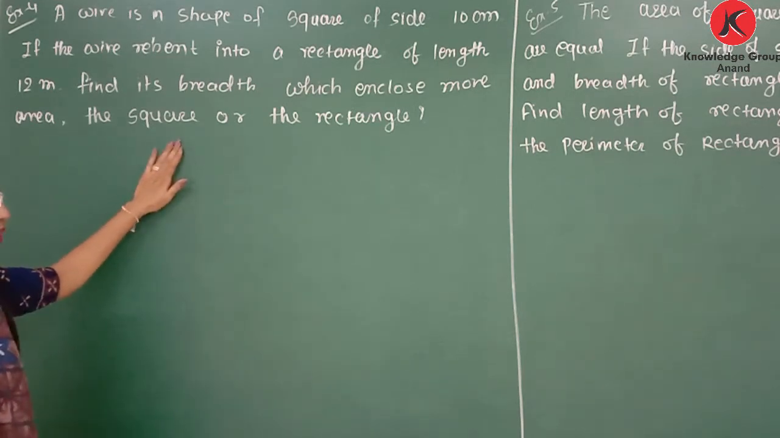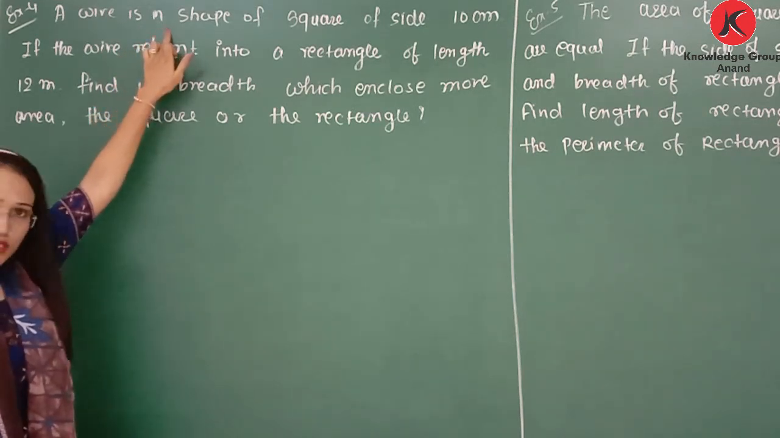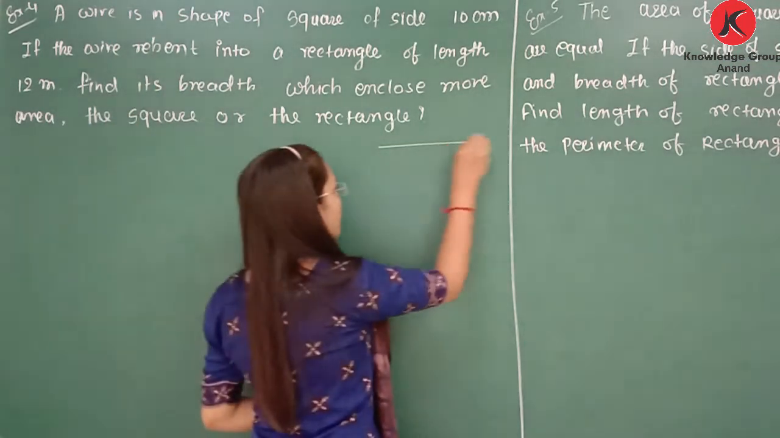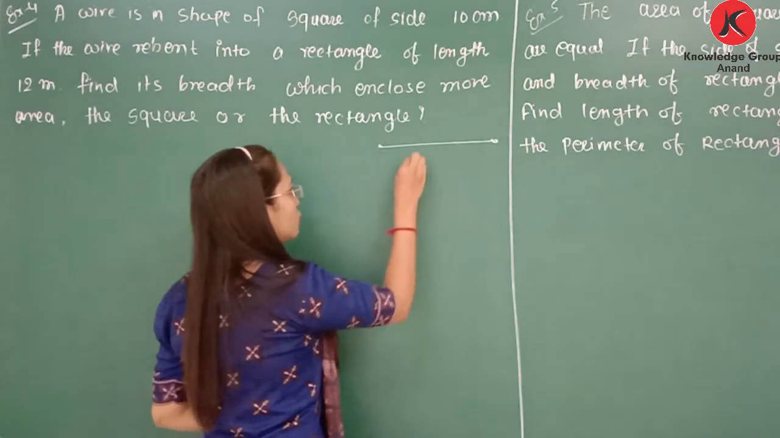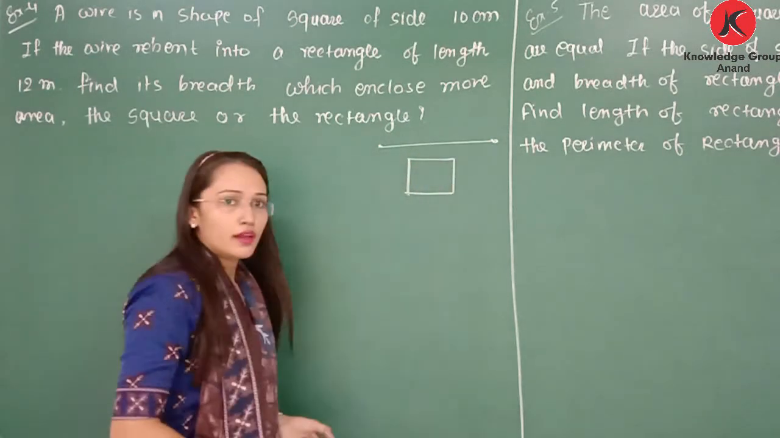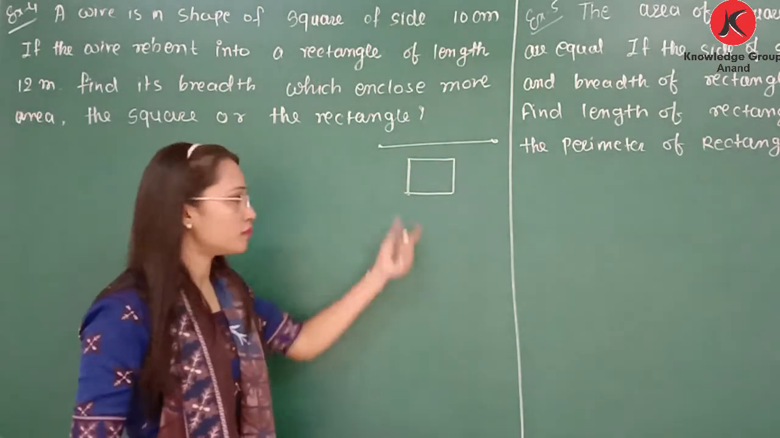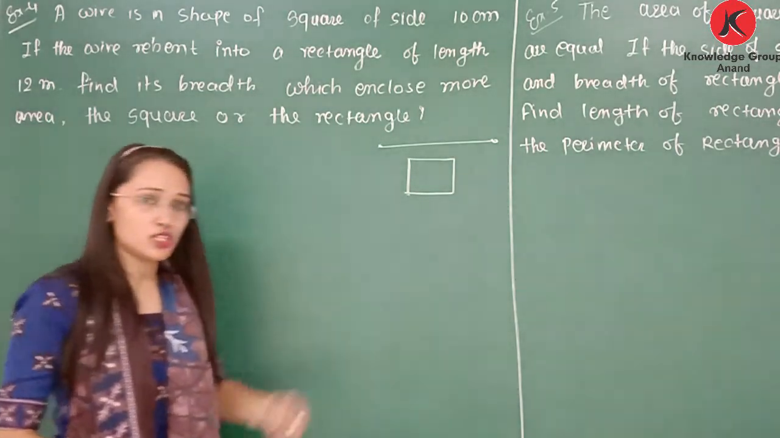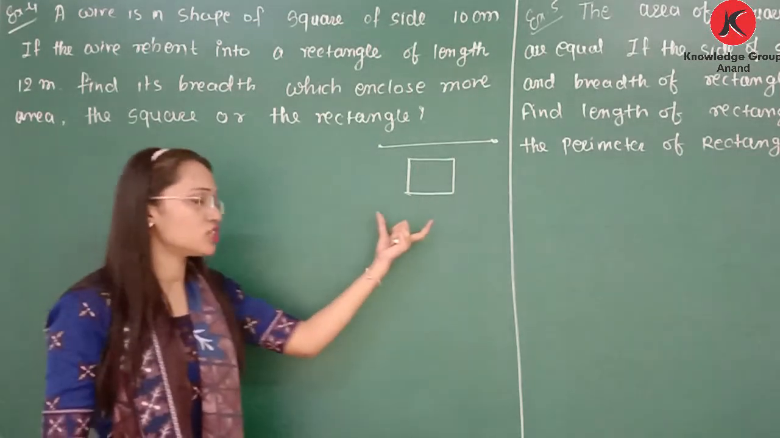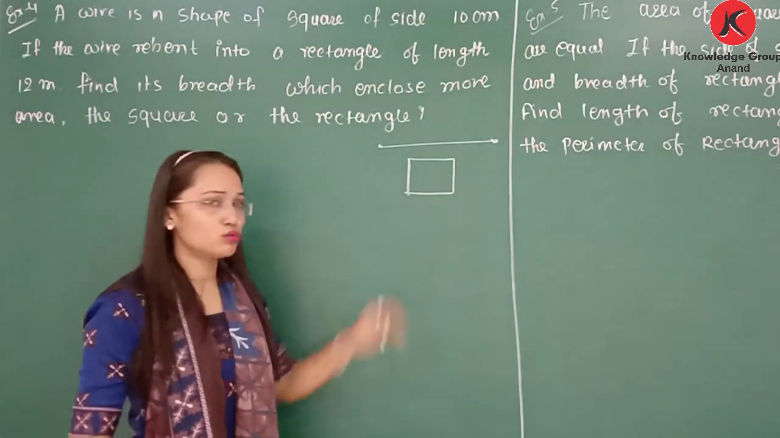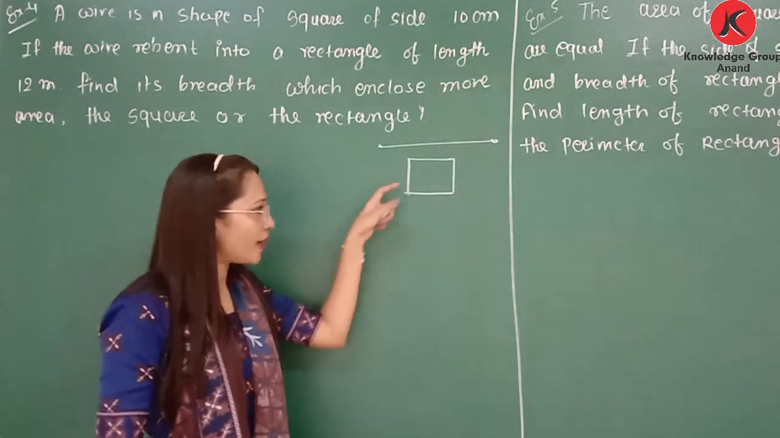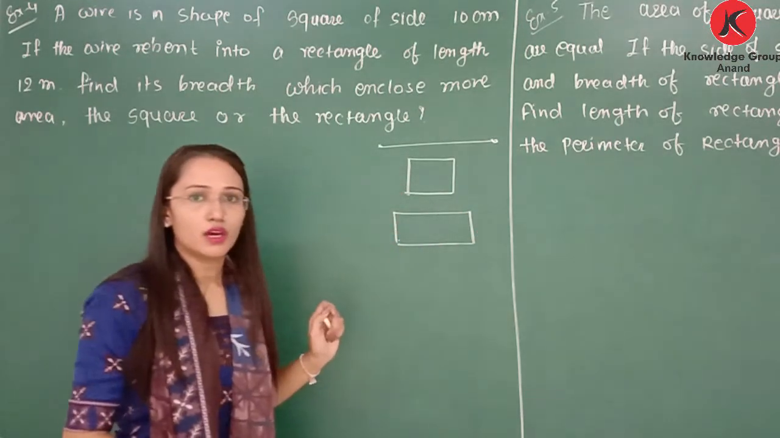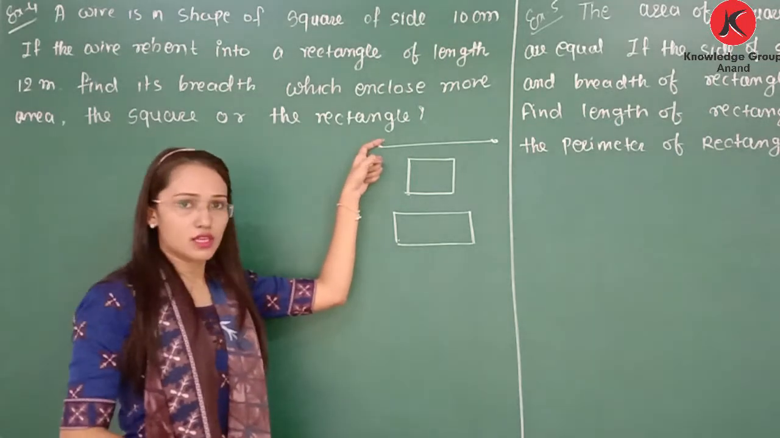So this is the example in which the wire is given in the shape of a square. If we have a wire and that is bent into a square, now open this wire. After bending into a square, again open the wire. Does it change its length? No, it does not change its length when we rebend it. It means the perimeter of the square and the perimeter of the rectangle will be the same because the length of the wire is the same.